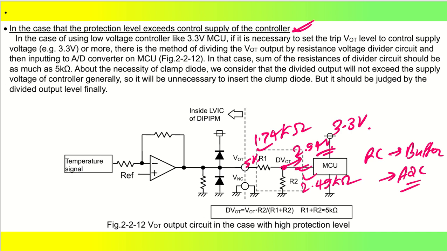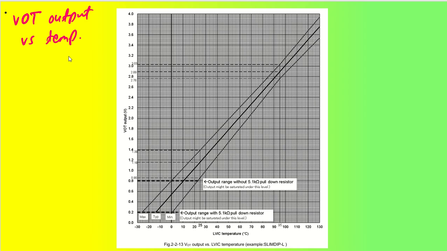So if you see the voltage output on the over temperature pin versus the temperature variation, this is the graph given in the data sheet. As you can see, as my LVIC temperature, that is my low side gate driver temperature, is increasing from, let us say, minus 25 degree centigrade to 130 degree centigrade, three values are there. One is maximum, then typical, and then minimum. Okay, so we'll talk about typical values.